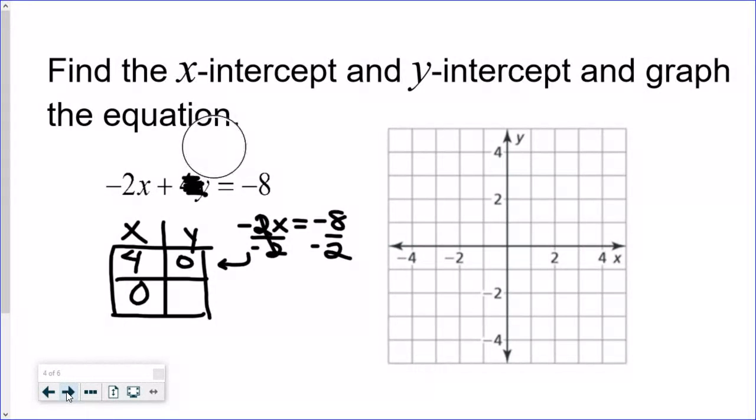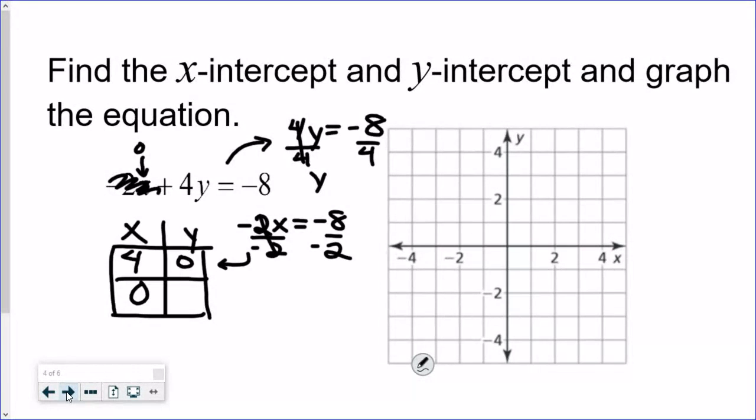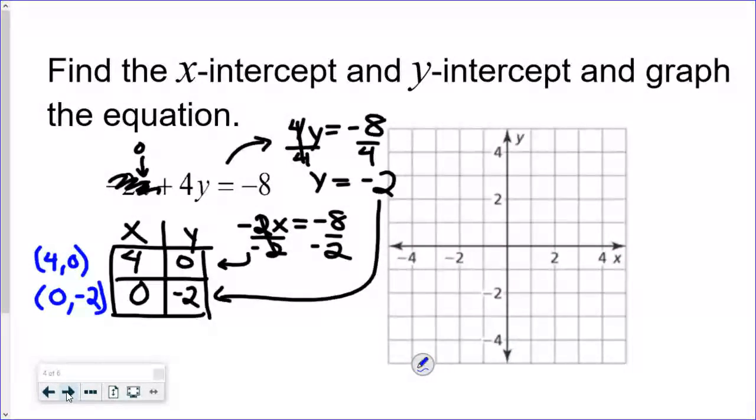Okay, now I'm going to undo that, and I'm going to say, well, when a 0 goes here, this whole part in effect goes away. So I have 4y equals negative 8. I divide by 4, and y equals negative 2. So that's going to go there. And this really represents two ordered pairs, (4, 0) and (0, negative 2). The 4, 0 is here, (0, negative 2) is here, and that would be my line.